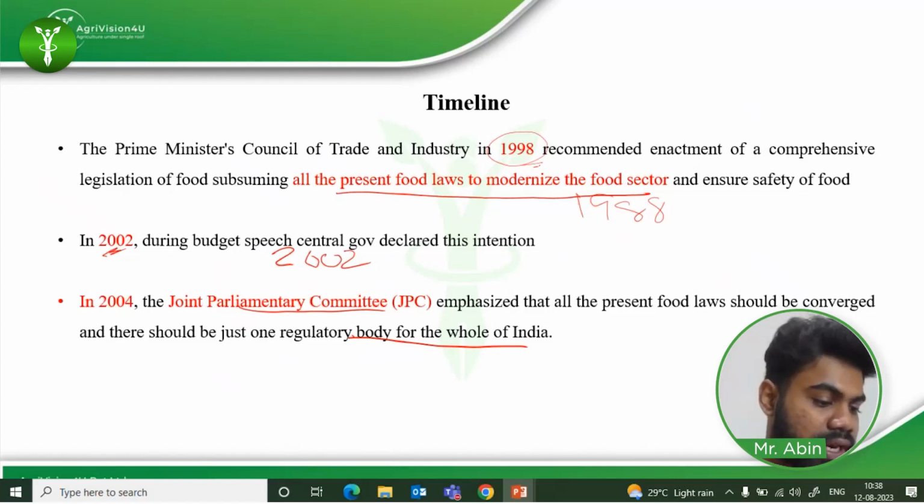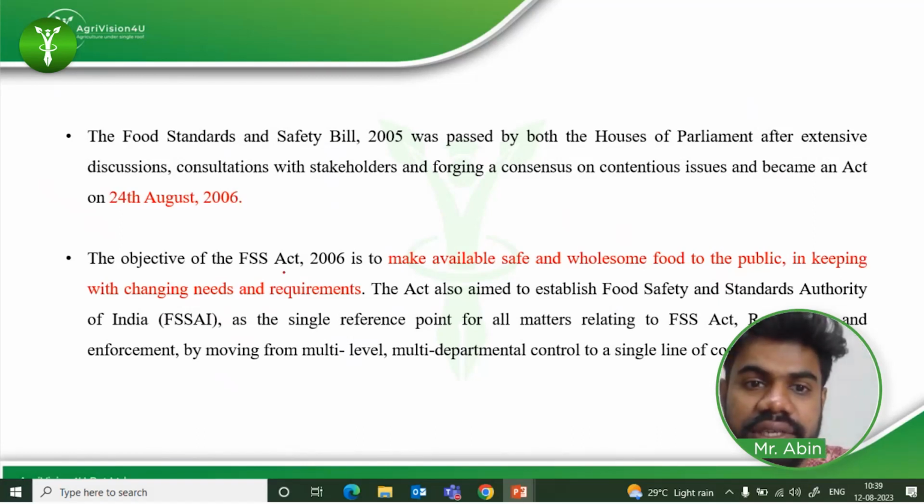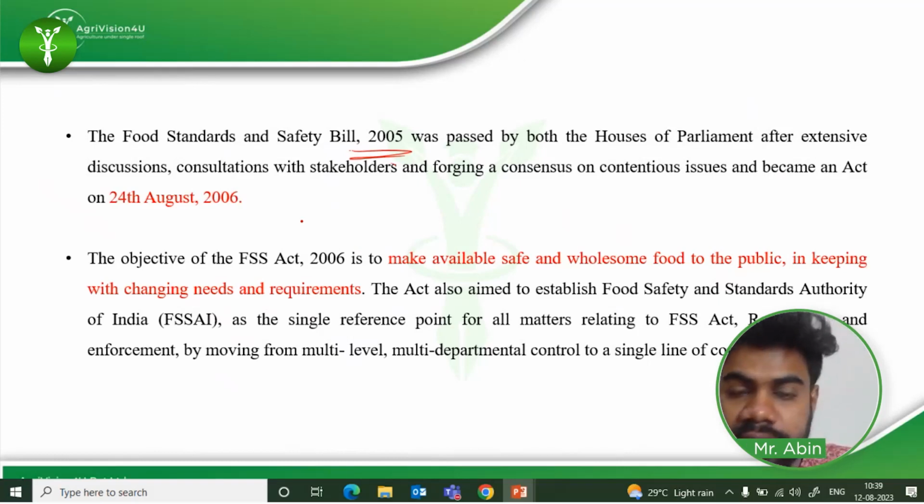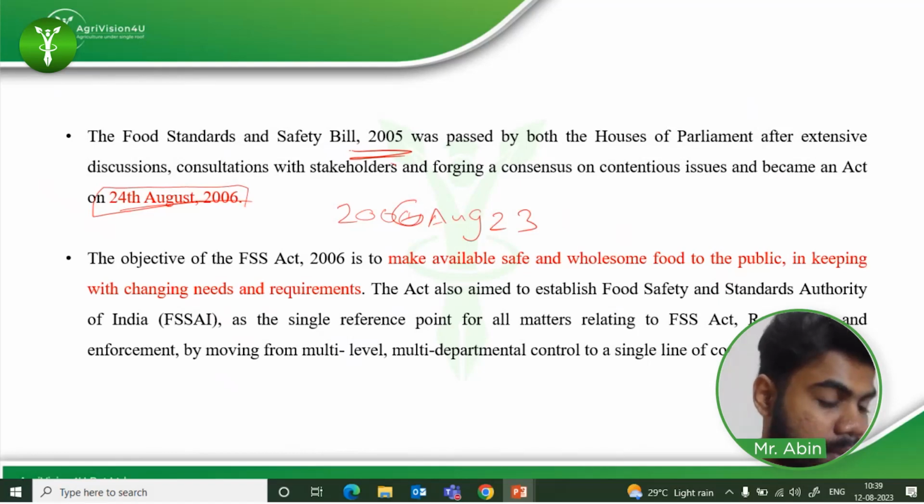And in 2005, the 12th report of the Standing Committee of Parliament stated a need for a legislation on integrated food law. And in 2006, before the Act came into existence, it went to the Lok Sabha as well as the Rajya Sabha. In the Lok Sabha, on 26th July 2006, it got passed. In the Rajya Sabha, the date is 2nd August 2006, and it then went to the President on 23rd August, and on 24th August 2006 it came into existence. So this is how the timeline goes.